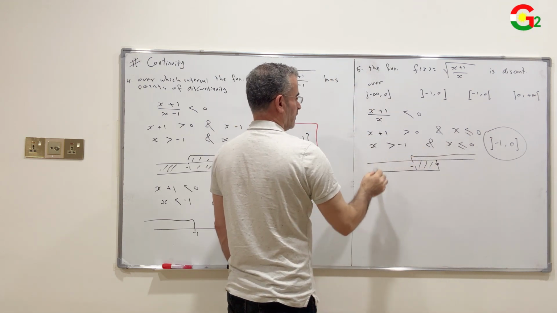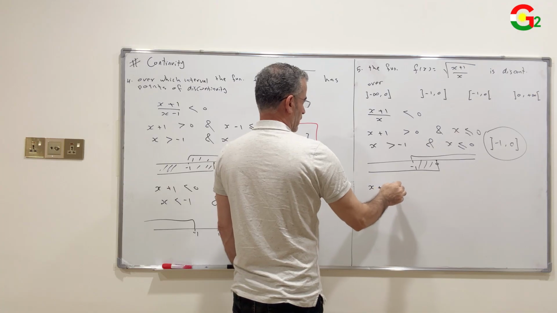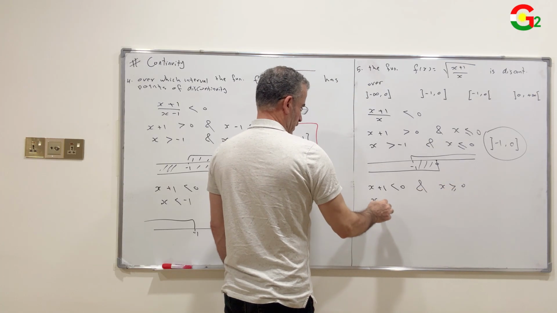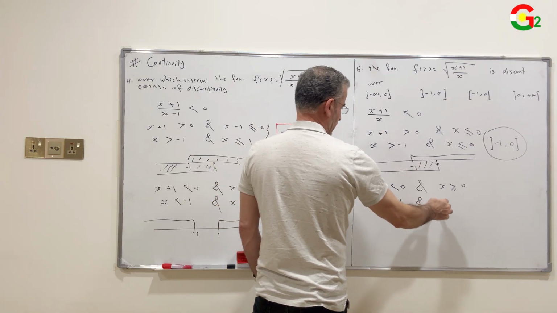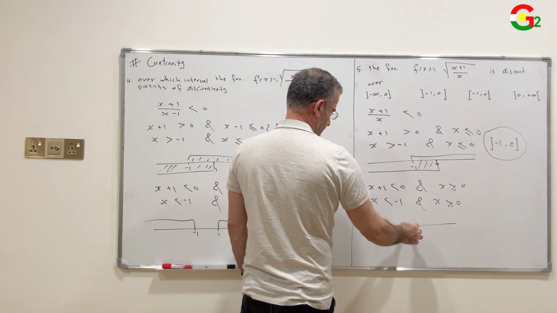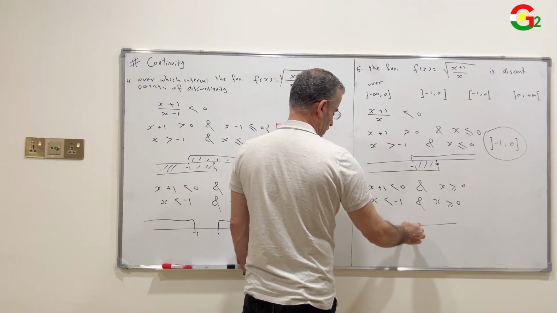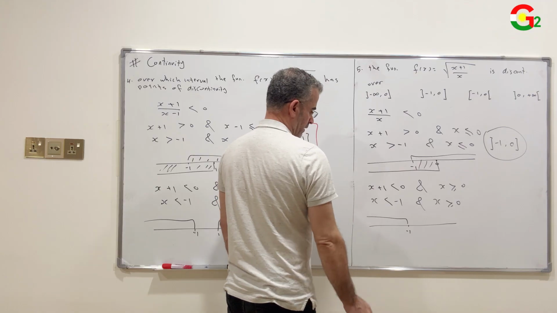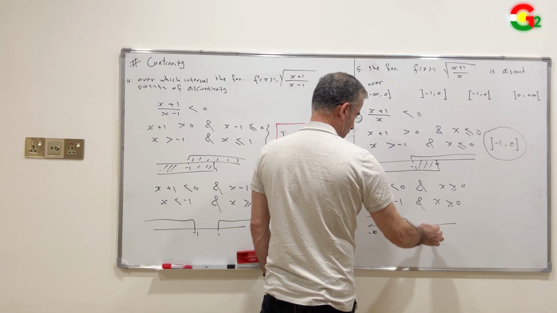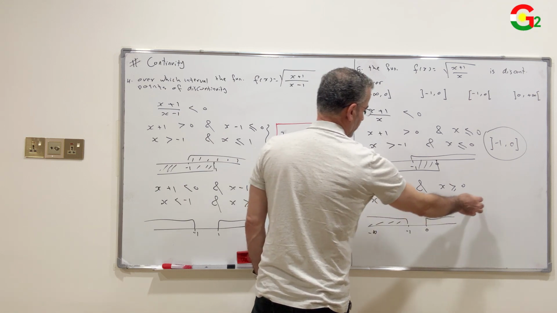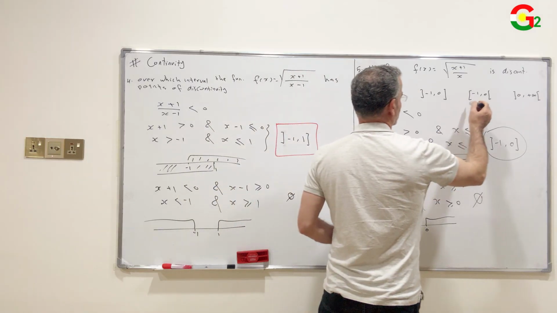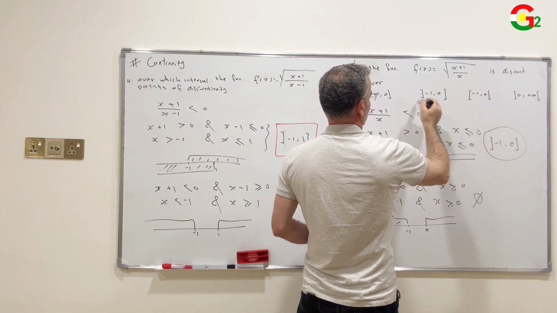From the second case, x + 1 < 0 and x ≥ 0. It means x < -1 and x ≥ 0. x < -1 is -infinity to -1. x ≥ 0 means 0 to positive infinity. The intersection is phi. The right choice is B.